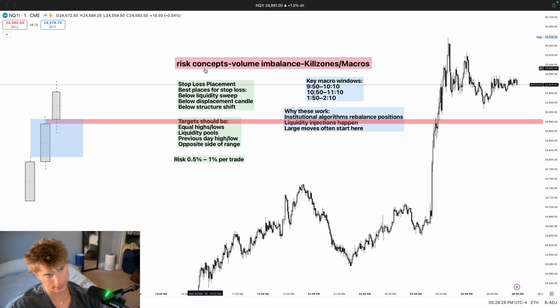Now, risk concepts for when you are inside of a trade. Your profit targets should be equal highs, equal lows, liquidity pools, previous day high, previous day low, the opposite side of the range, or if you're targeting a new opening gap, or the first presented fair value gap, or just an imbalance, you can retrace price too. For your stop loss, you're going to place it below liquidity sweeps, below the displacement candle, so the fair value gap candle, or a market structure. You're going to be risking 0.5 to 1% per trade. So if you're on a 50K profit account, you're going to risk $500 to $1,000. I don't know if that's right math, but we'll get into proper mastery after you learn the model.